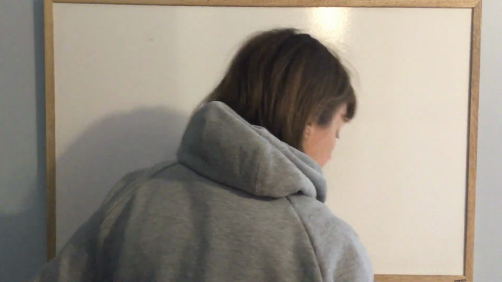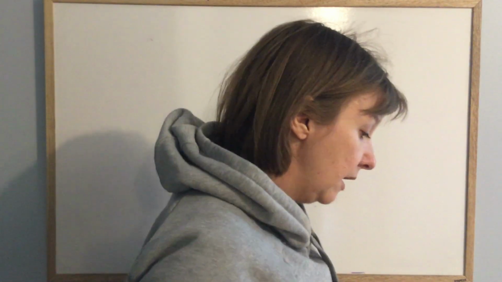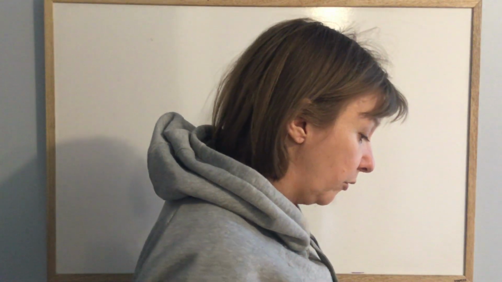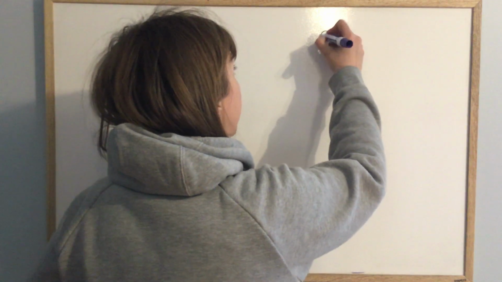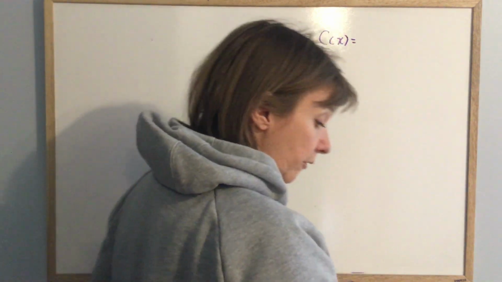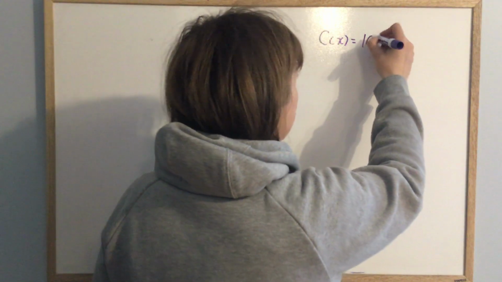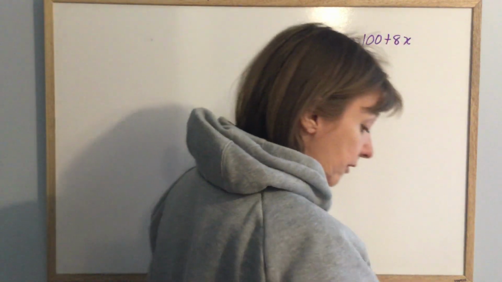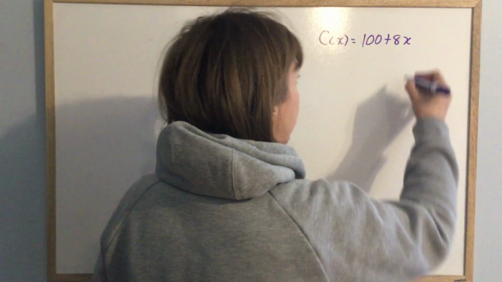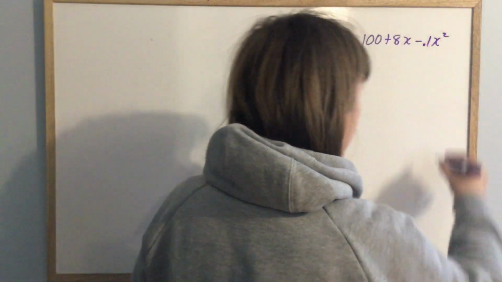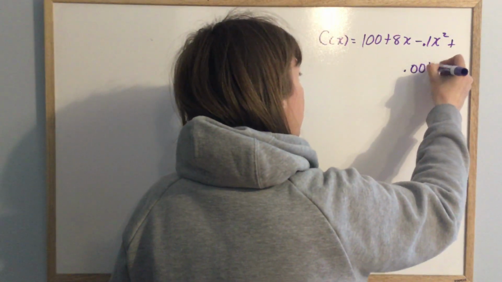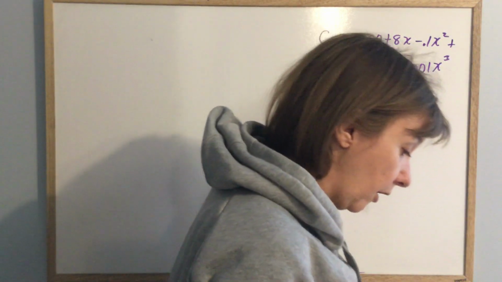See what number 4 says. Number 4 says, a textile manufacturer uses regression, that's just a business term, to determine that the cost of producing x meters of woven fabric, so the cost to produce this fabric is 100 plus 8x minus 0.1x squared, plus 0.001x cubed. That's lovely, nice and long.